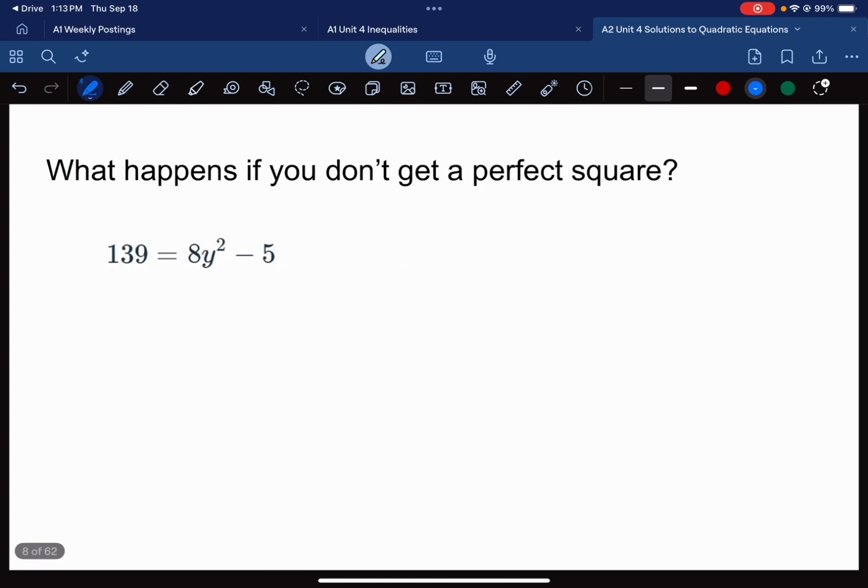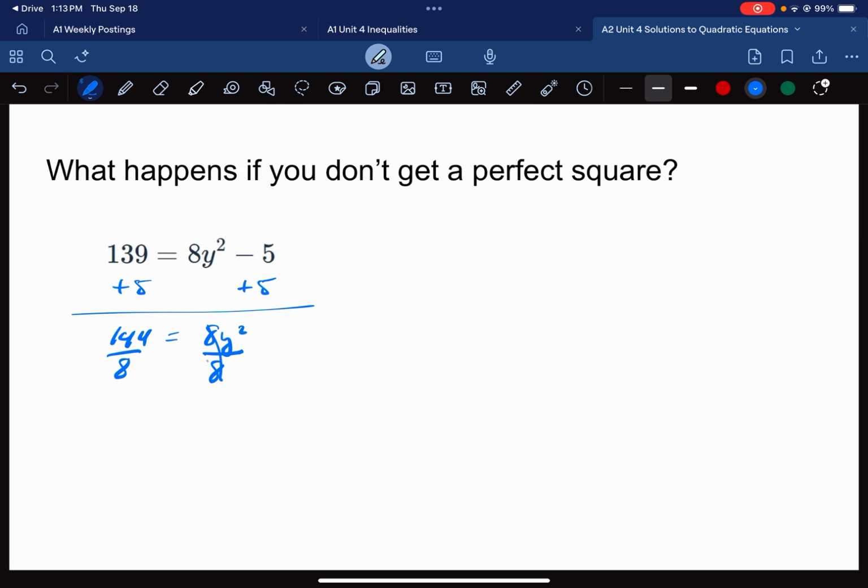All right. What happens if you don't get a perfect square? Well, let's see. We'll just add 5 and add 5. We're going to isolate the y squared, right? That's a 139, 144. And we divide by 8. Oh, my pen switched to an eraser immediately there. Sorry. There we go.